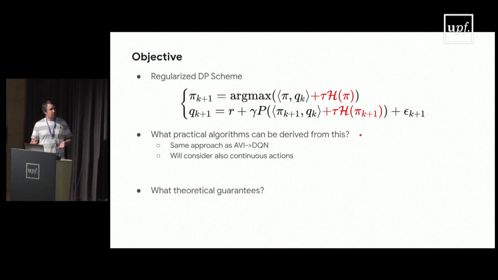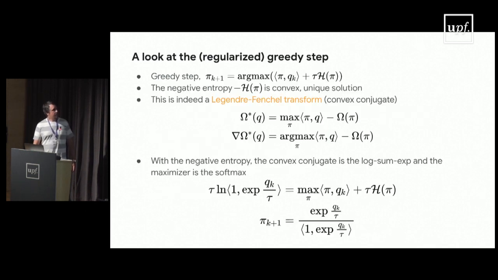And how to derive a practical algorithm is just by doing exactly the same thing as we did for DQN. We look at what happens when we know everything, and then we put approximation where we need approximation, and we get a practical algorithm. So here, the greedy step is you maximize over some space, here the simplex, pi dot Q plus the entropy. The entropy is a concave function, so it's minus a convex function. And this is something which is very well known in the optimization literature. It's called the Legendre-Fenchel transform, or sometimes convex conjugate of a given function.